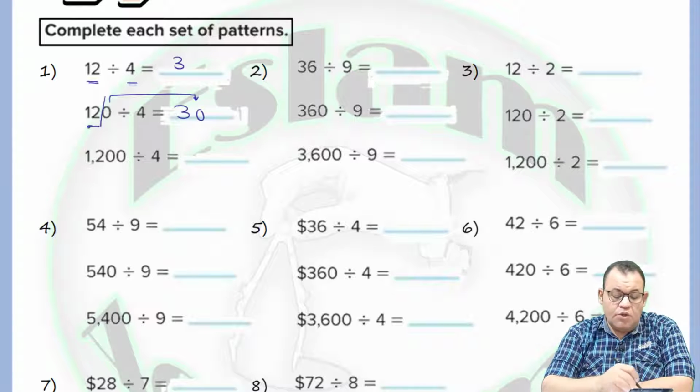Again for the next one, 1200. As we know, 12 divided by 4 equals 3. Still we have 2 zeros, so I will put them in the quotient, so the answer now will be equal to 300.